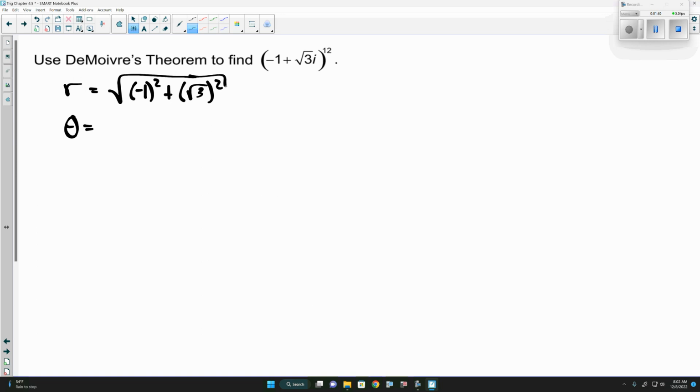Now you could type this into the calculator or work it out part by part. Because it's going to work out that 1 squared is going to be 1 plus 3. All right, so we have this here. Well, 1 plus 3 is 4. Square root of 4 is 2. Theta is going to be our tangent inverse of square root of 3 over -1, b over a.